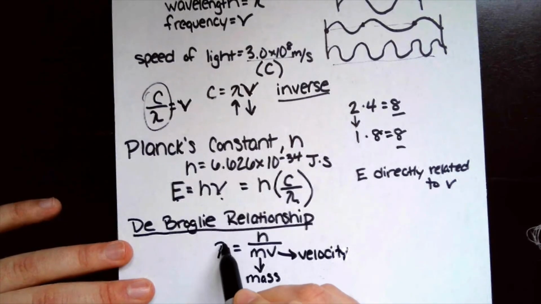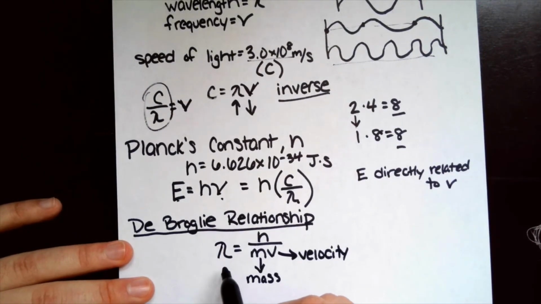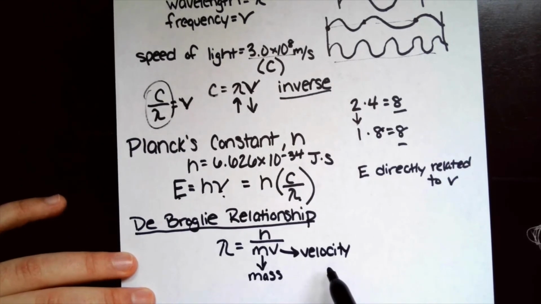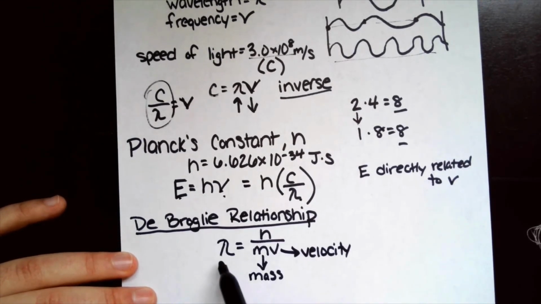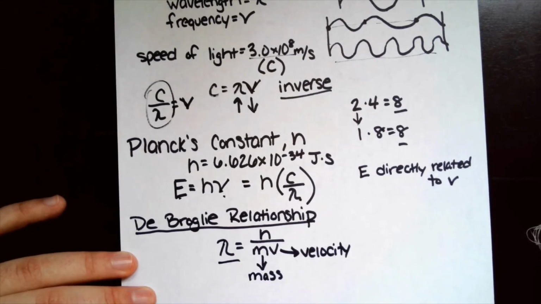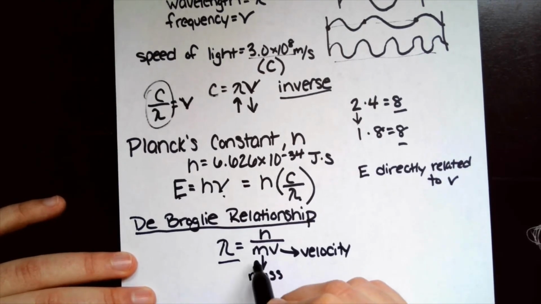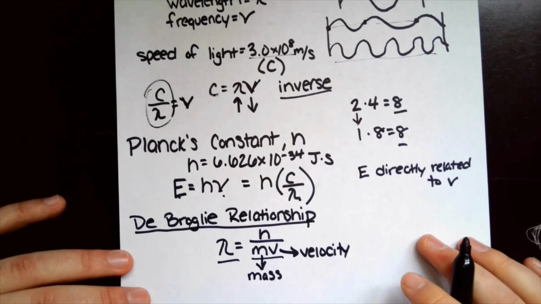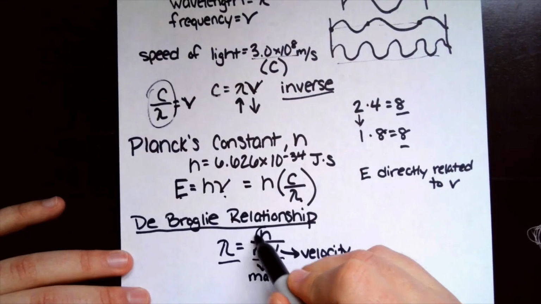Obviously wavelength is a wave property. Mass and velocity are both particle properties. So this is a way to mathematically relate both the wave nature of matter and the particle nature of matter, and it relates them using Planck's constant.